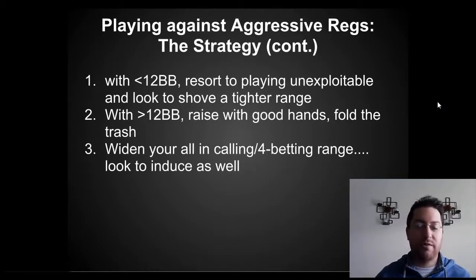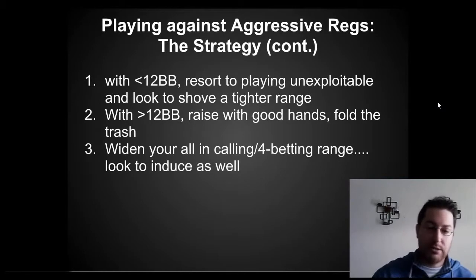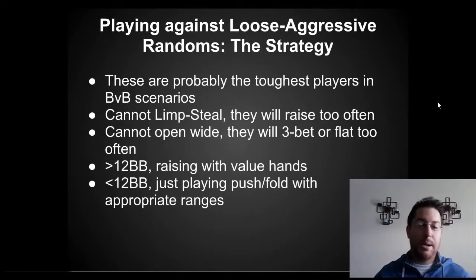So if we were going to call the tight reg with ace-8, then maybe against this aggressive reg we widen that to ace-5 and king-jack and hands like that. So don't be afraid to widen your calling range if you know somebody's capable of 3-betting you wider. And accordingly, if you're going to adopt the concept of still raising into them rather than just playing plain unexploitable, look to induce as well. If you know that they're capable of 3-betting wide, definitely look to induce those wide 3-bets. So that's the aggressive reg.